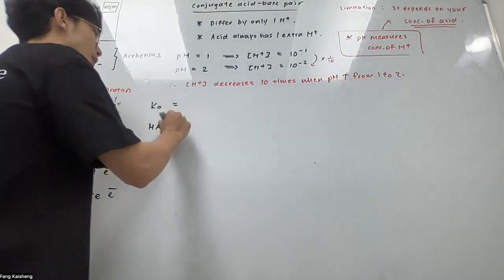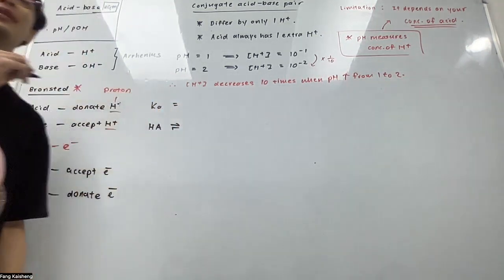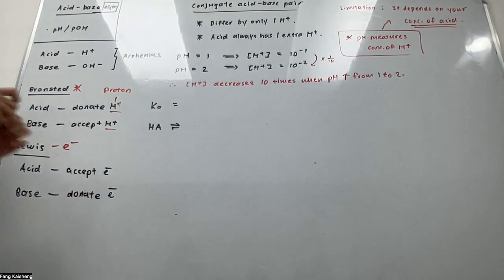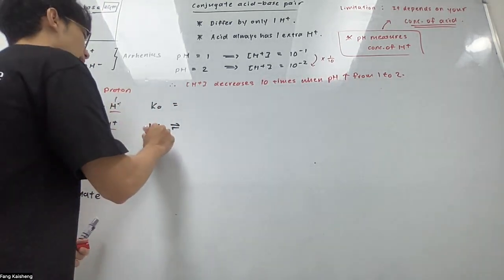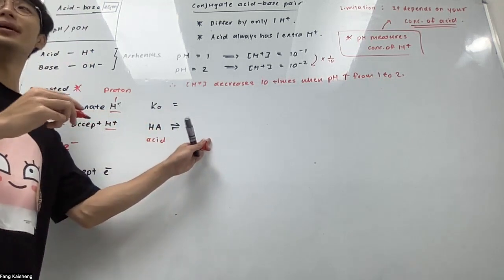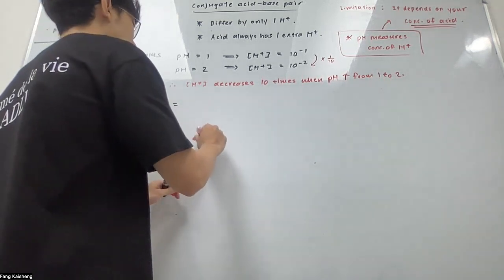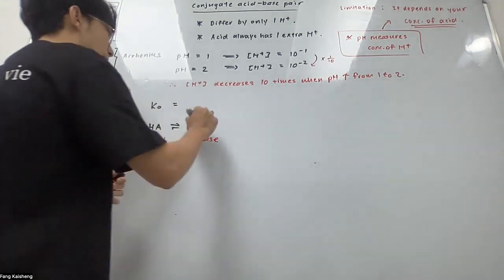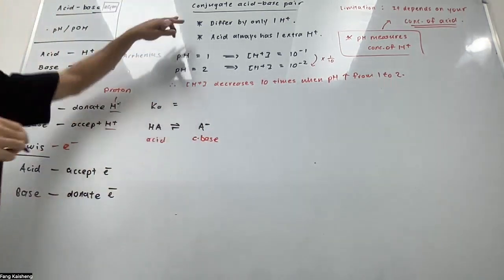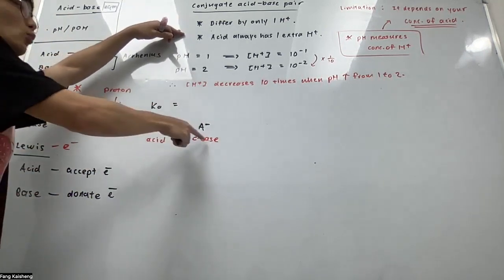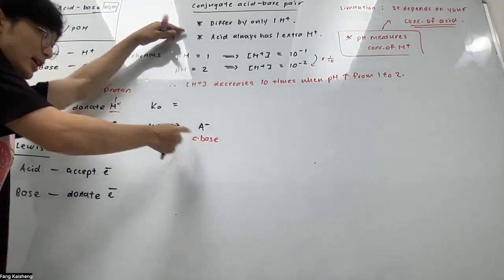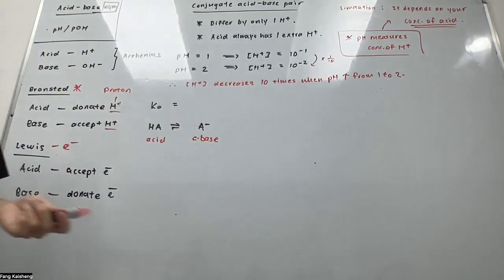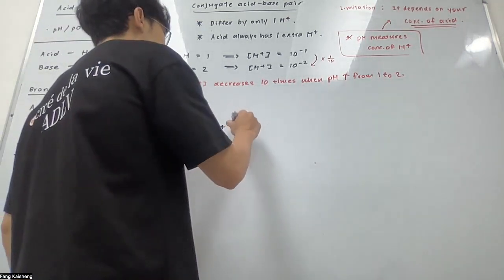Because no matter what, when you dissociate this thing, what does it become? Who is its partner? What's its partner called? Acid must give you a conjugate base. What's the conjugate base formula in this case? A-, good. Because if we follow our criteria just now, it has one less H+ than the acid, and they must differ by the H+, right? So that's where you get H+ in return.